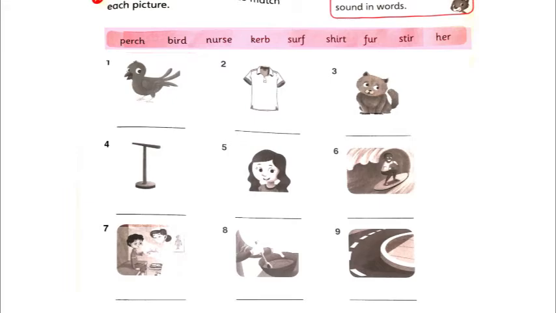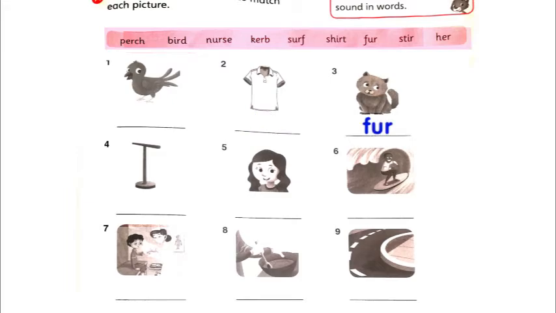The first picture is a picture of a bird. So you will write the word bird there. The second picture is a shirt. Then the third is a cat, but the word that they want us to write there is not cat, no, because this is the sound, no. So we can write the word fur there, no, because a cat has fur.